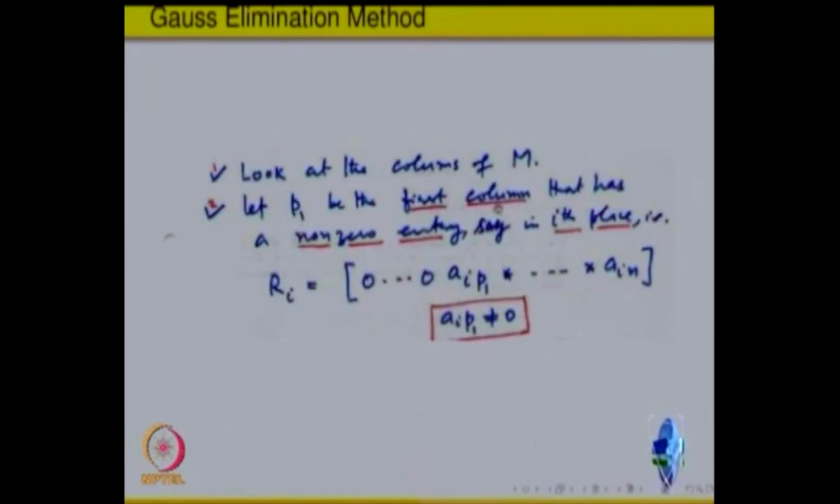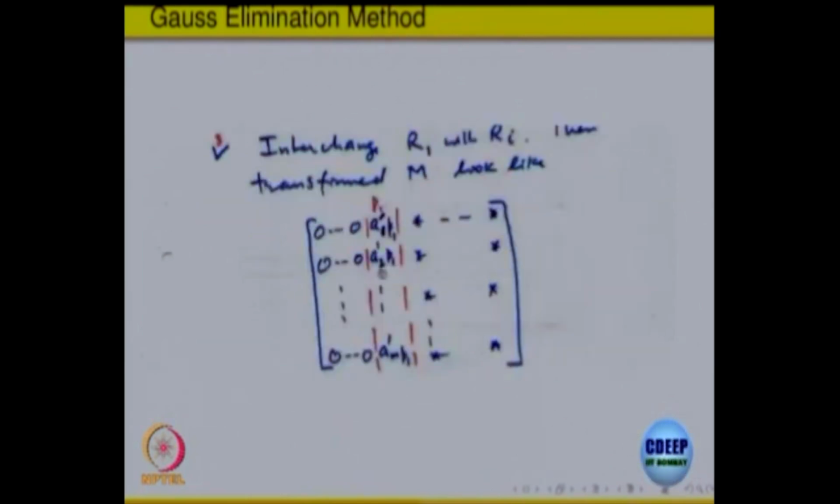It says, look at the columns of M, let P1 be the first column that has a non-zero entry, say at the ith place. So this is what the ith row will look like: 0, 0, 0, and the first non-zero entry coming here. Now that should be made the first row, so change it to the first one. Something is there at the bottom, we don't know, but on the left everything is 0. There may be non-zero entries here at the bottom, but by row operations I can make these entries 0.